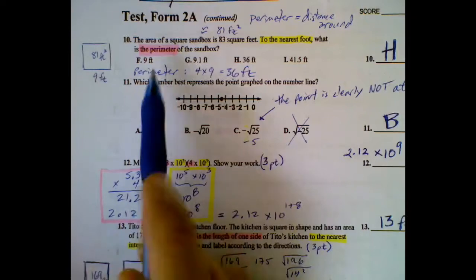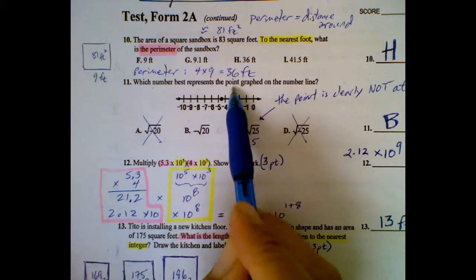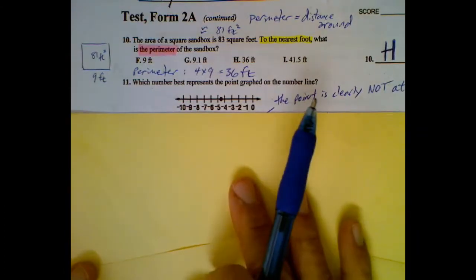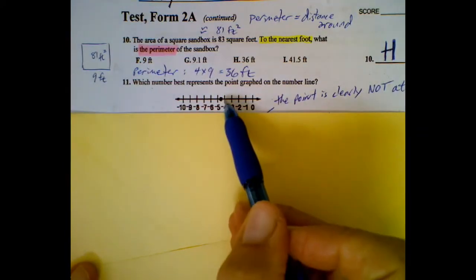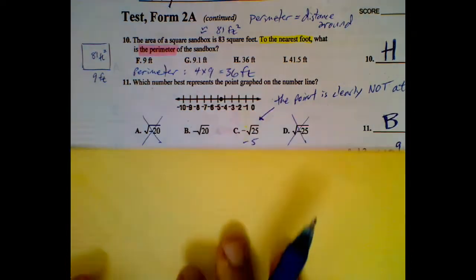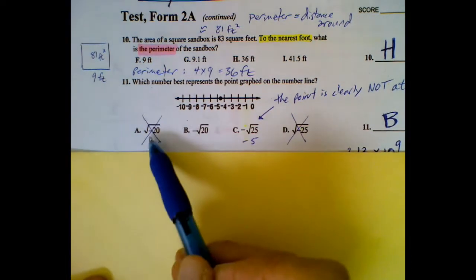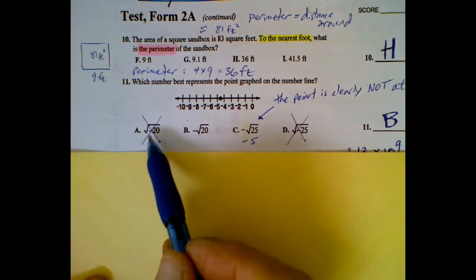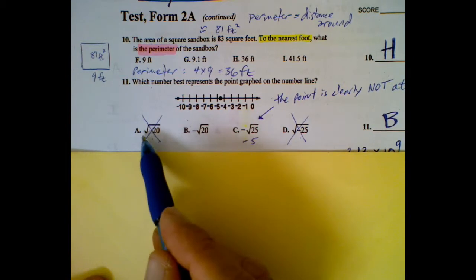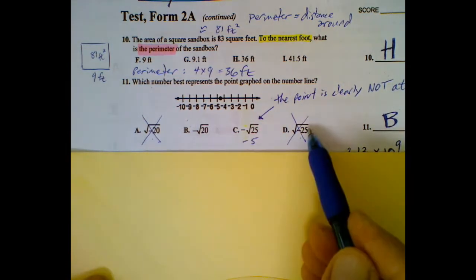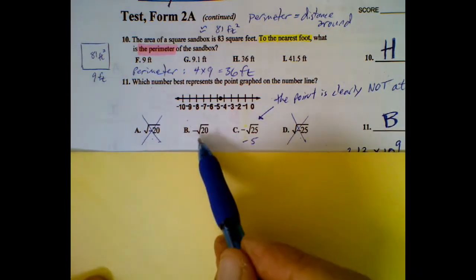Number 11, which number best represents the point graphed on the number line? So let's look at this number line. It looks like the point is between -4 and -5. So let's see what our options are. Well, right away, we can cancel A and D because we haven't dealt yet with how you take the square root of a negative number. So these two go away. That's not an 8th grade standard. So I'm left with these two.